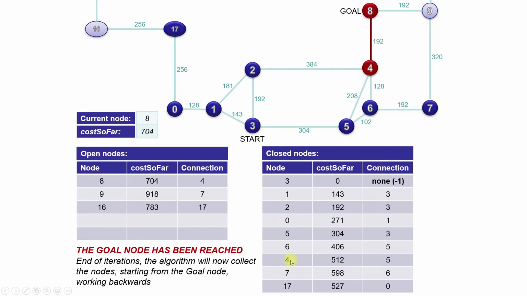Okay, so the previous link in our final path is node number 4. For the node number 4, the connection was number 5, so the previous link is number 5. For number 5, previous connection was number 3, so we go back to number 3, and for the number 3 connection was -1, no connection, so we have recreated the full shortest path from node number 3 to node number 8. The NPC should follow number 3, number 5, number 4, number 8, with a total cost of 704.